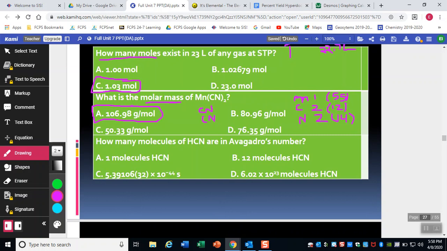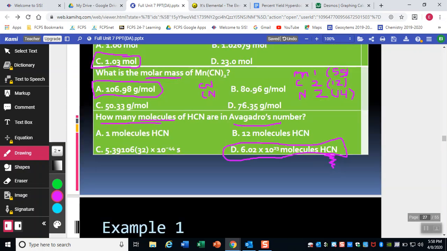Okay, so now, how many molecules in Avogadro's number? So that would have to be this one. Remember, it doesn't matter what, this could be eggs, this could be flowers, this could be cars, it could be anything. What's important is it says how many molecules.